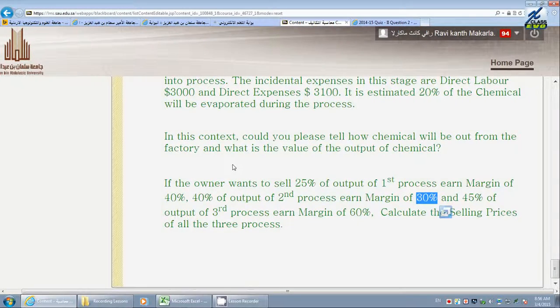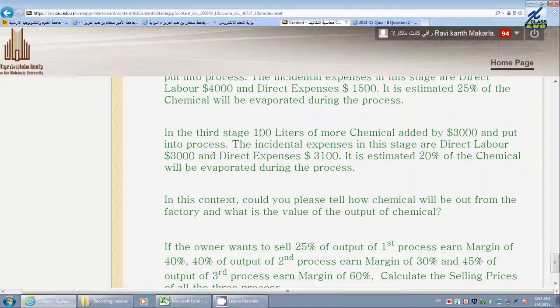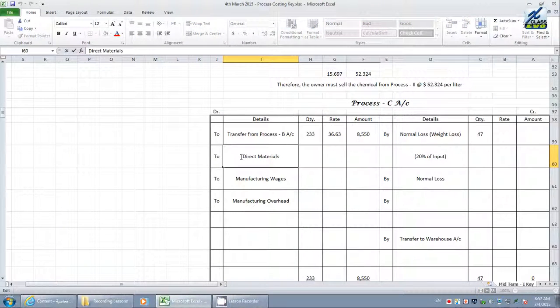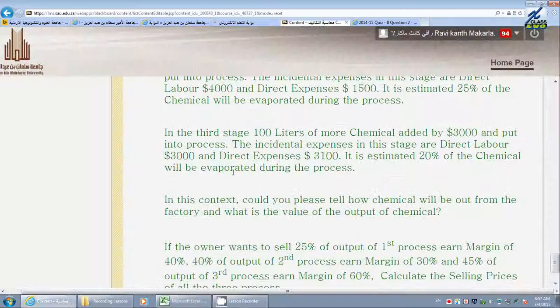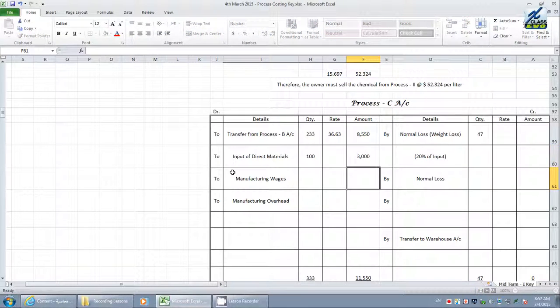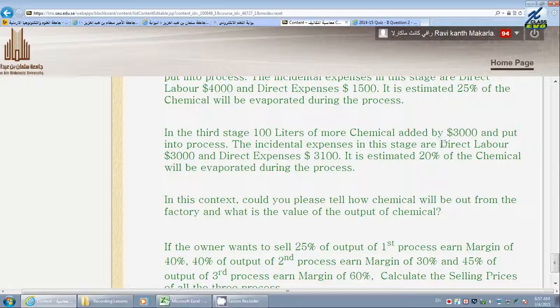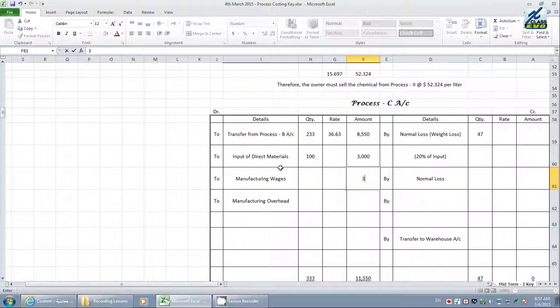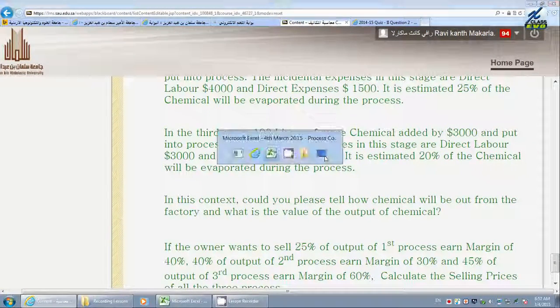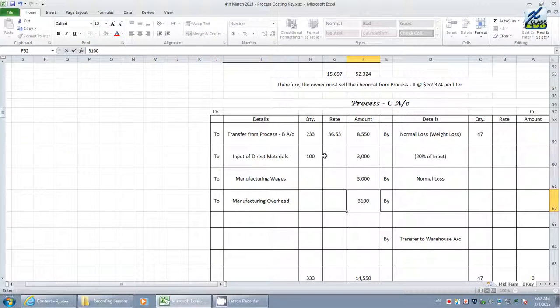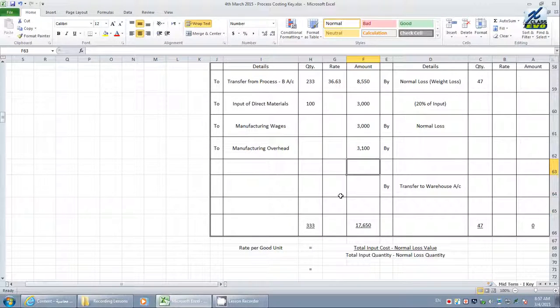Let's see the question here, process 3. In stage 3, 100 liters of more chemical was added for $3,000. I can say here the input of materials: how many liters are you introducing here? 100 liters are being introduced, and the total value is $3,000. Next, what is the manufacturing wages? They say direct labor is also $3,000. Next we have direct expenses, which is 3,100. Any value is not important; the concept is very important here.